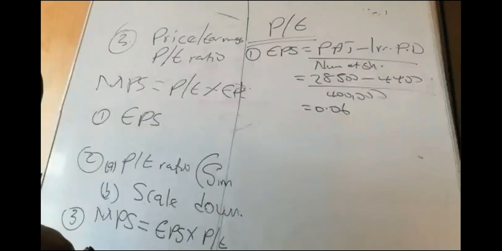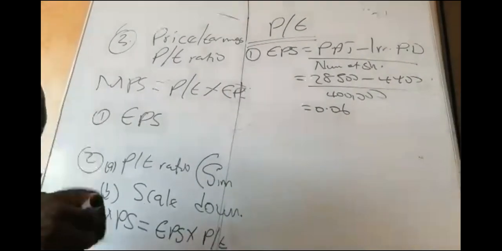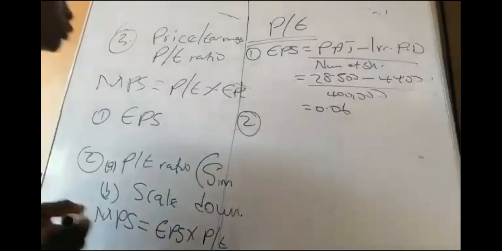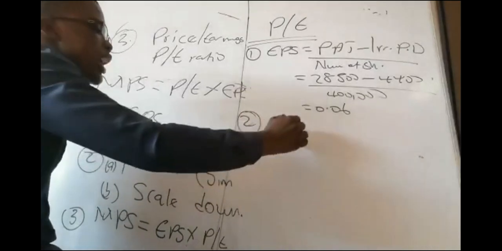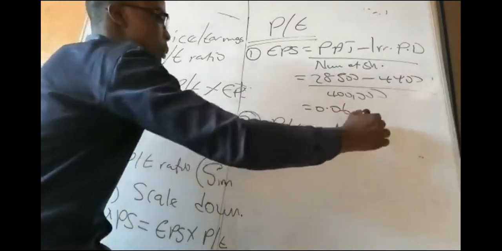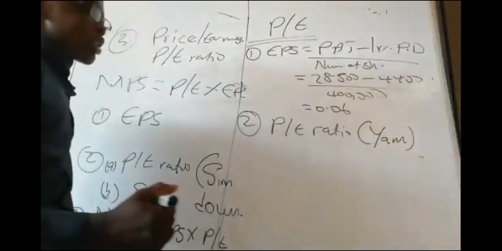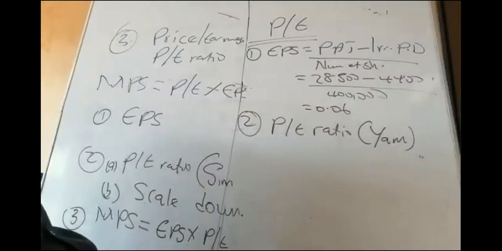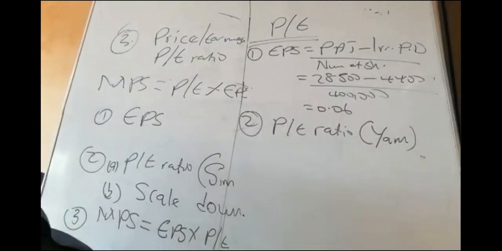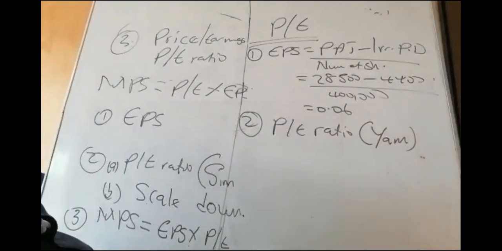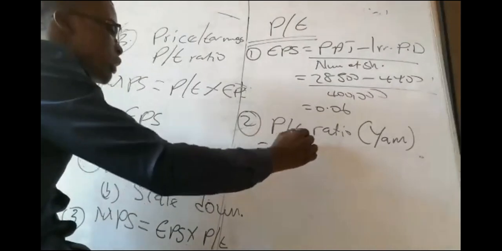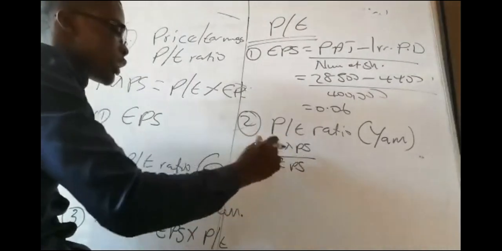So the same step. Step 2, we shall calculate the PE ratio for the similar company. If we identify YAM to be the similar company, then what did we do again? We know that the PE ratio is nothing but the market price of that company over the earnings per share.